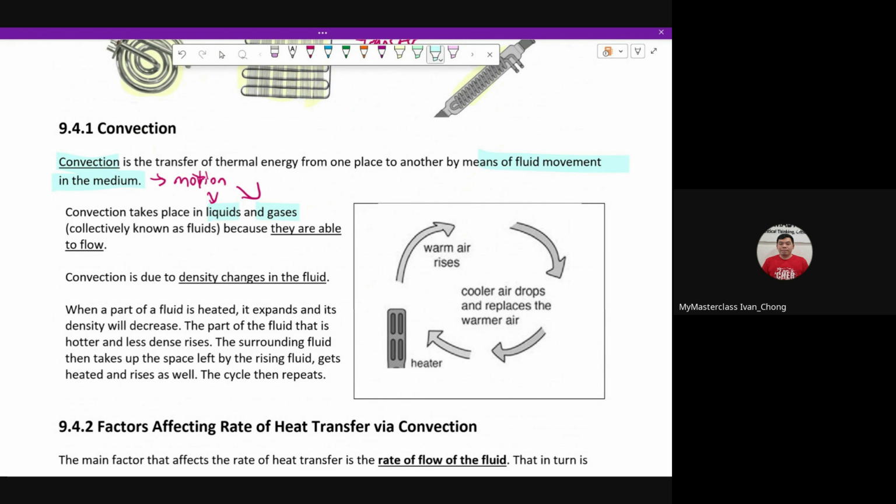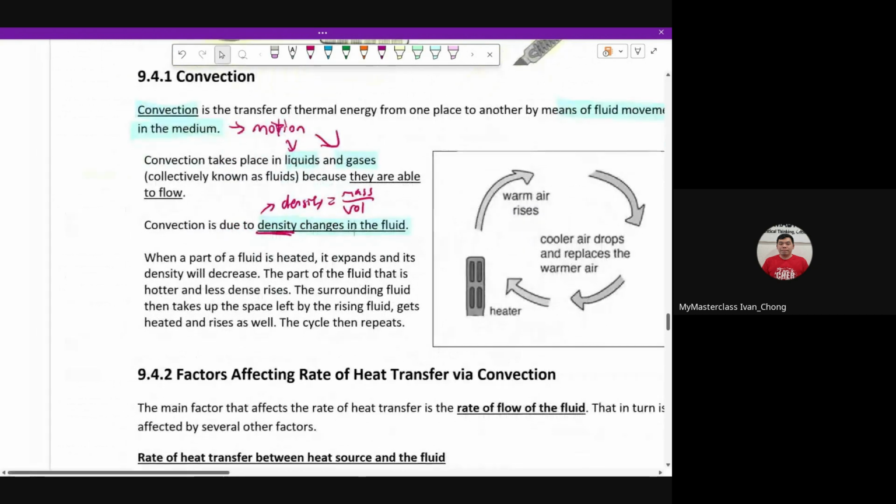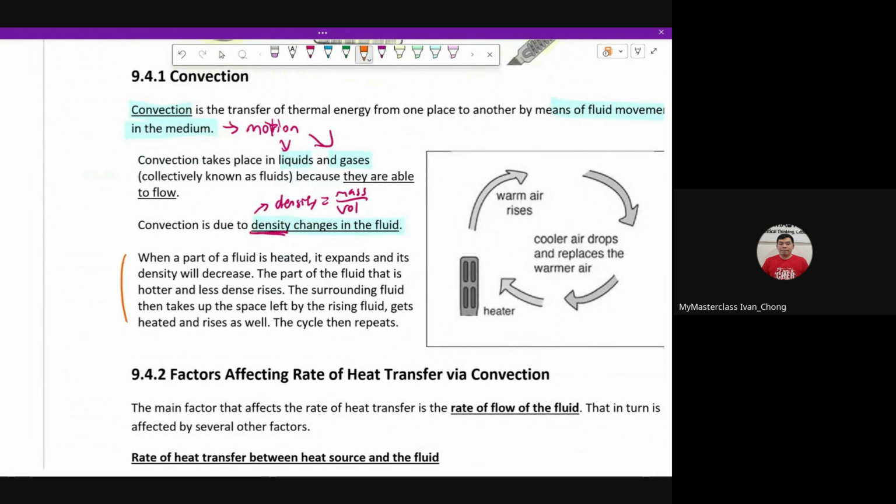And the thing is, density is very important. So do take note about your density. Remember, density is mass over volume. So in this case, we're actually going to talk a lot about density in this part. So over here, this chunk is when they ask you to describe how convection takes place. Okay, so let's break it down over here.